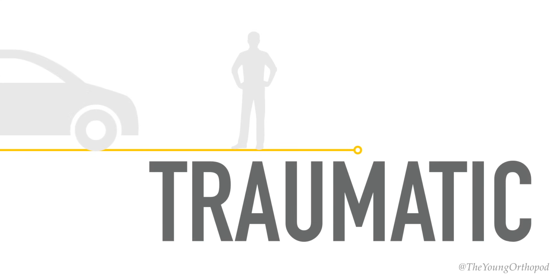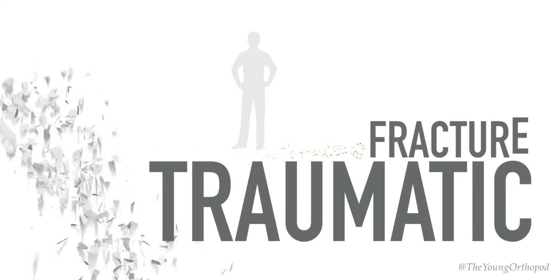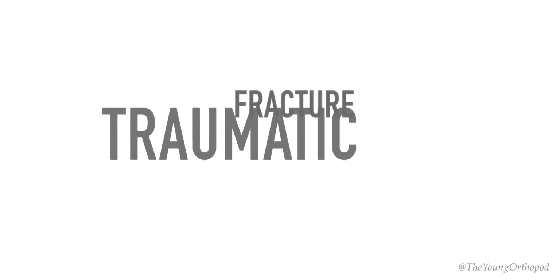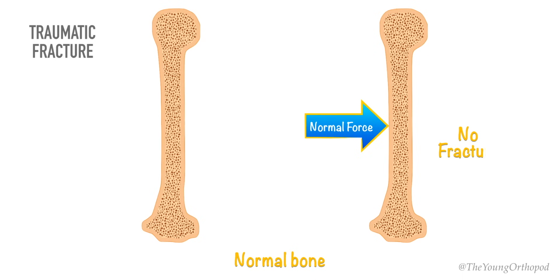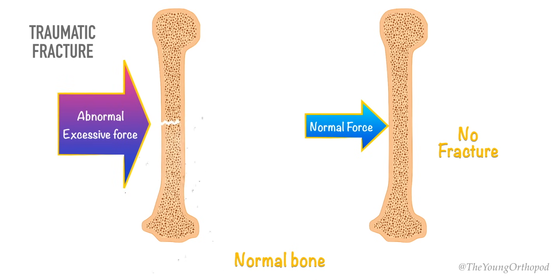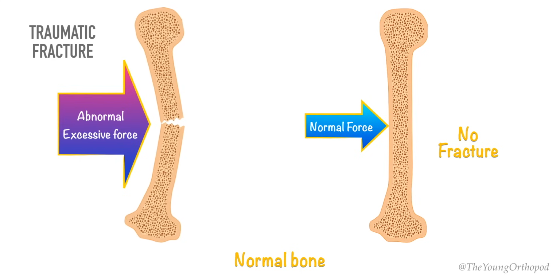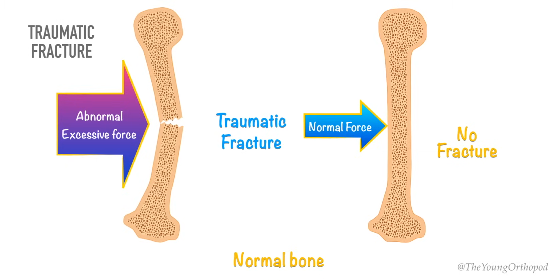Traumatic fracture is a fracture of a bone following a direct or indirect violence. A normal healthy bone breaks only when it is subjected to excessive force. Hence, these fractures are caused by the action of an abnormal excessive force on a normal healthy bone. The examples of traumatic fractures include fractures caused by a fall, road traffic accident, fight, or an assault.